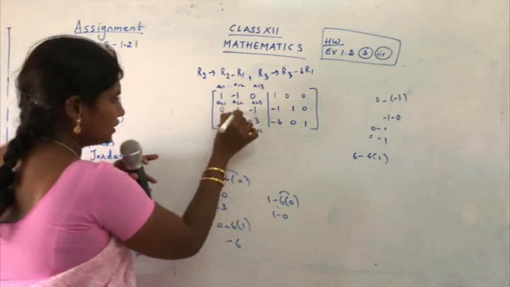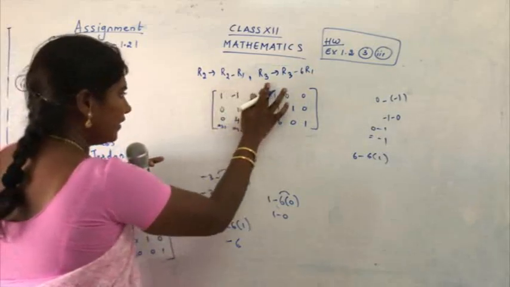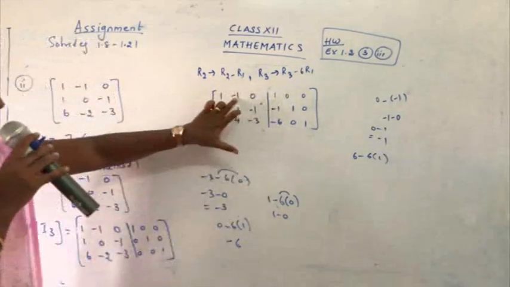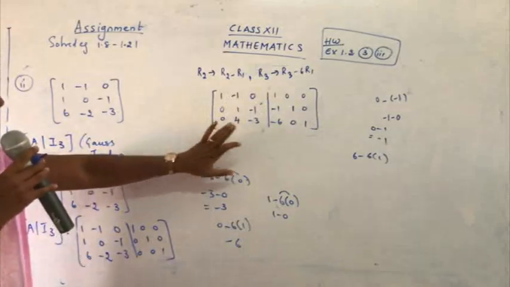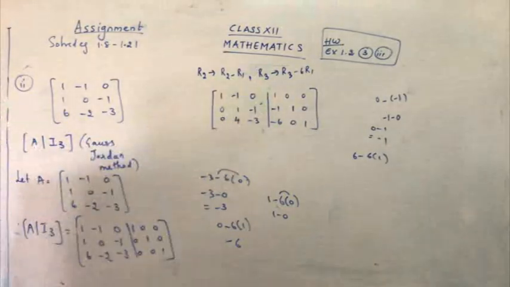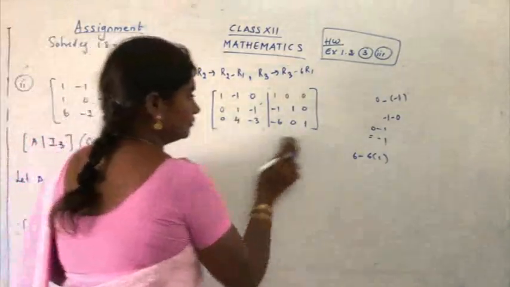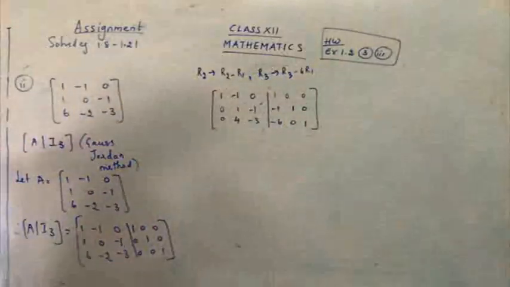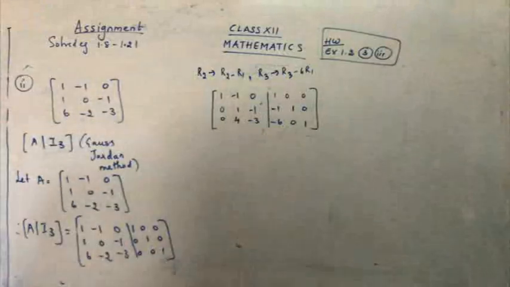So what is your A22 here? 1. So already we have 1 over here. So now where is the change to be done? We have to change this as 0 and also we have to change this as 0. So let's see how we can make them as 0.